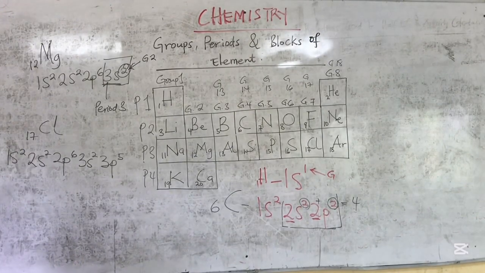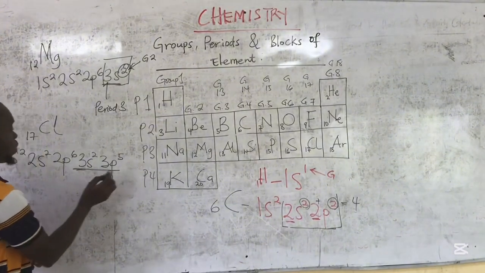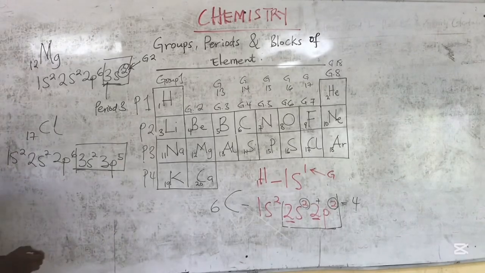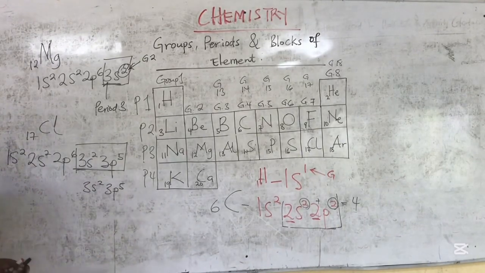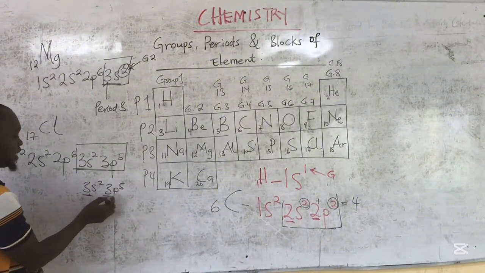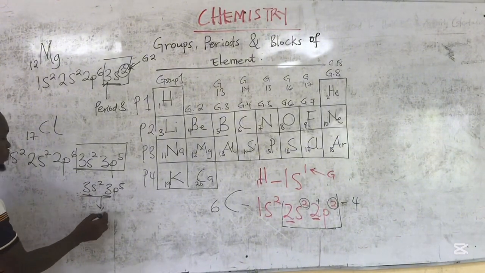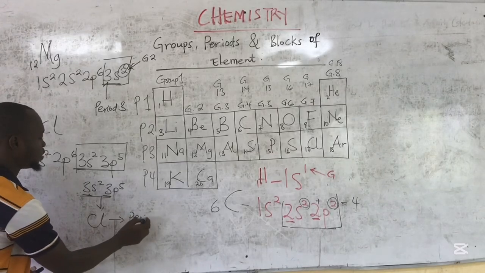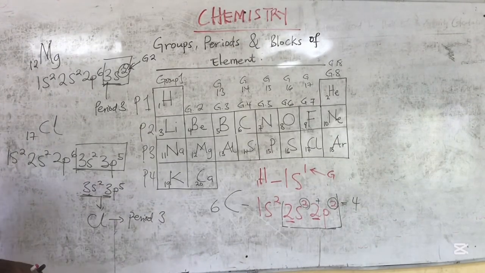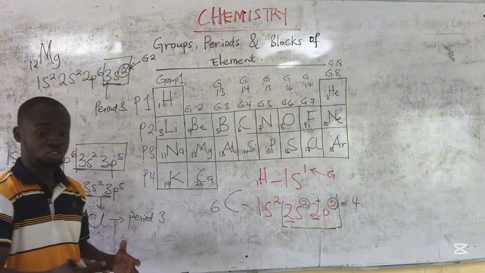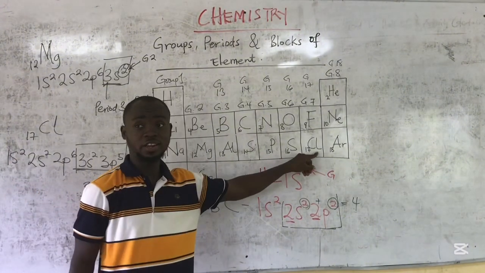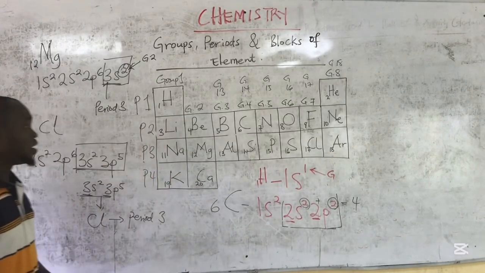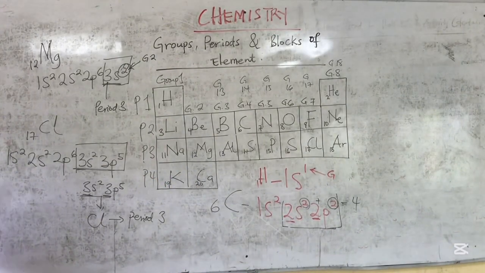Now, what is the last energy level? The principal quantum number here, the last one, is the 3rd one. So in the 3rd energy level, we have the 3s2 and then the 3p5. Is that okay? So the 3rd energy level indicates that chlorine is in period 3. Indeed, when you check the periodic table on the board, you can use the modernized one as well. Period 3, we have chlorine over there in period 3. Is that okay?